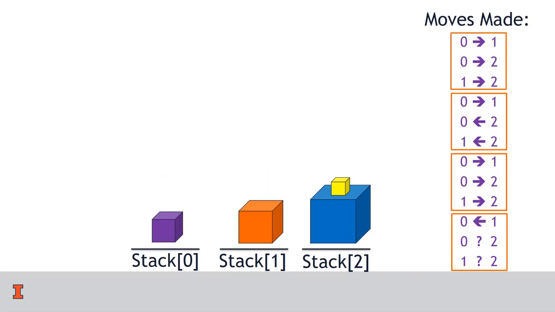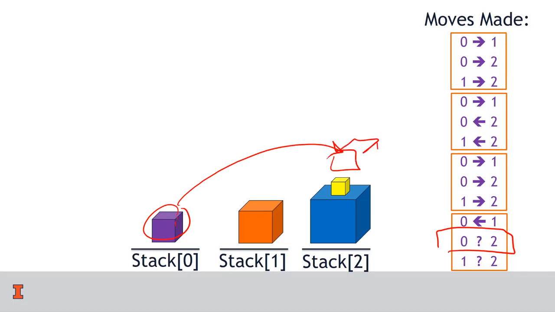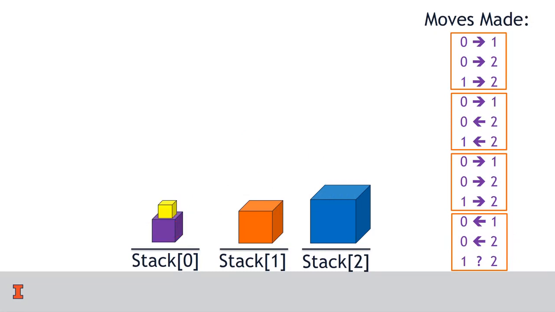Next thing, we know that we need to go from 0 to 2. Looking at can I move the purple cube on top of the yellow cube? The answer is no. Can I move the yellow cube on top of the purple cube? The answer is yes. So we know that it's going to be 2 is placed onto 0. And the very last thing, we know 1 to 2. Here, the orange cube, can we move 1 to 2? Yes. So we know the arrow must go right.